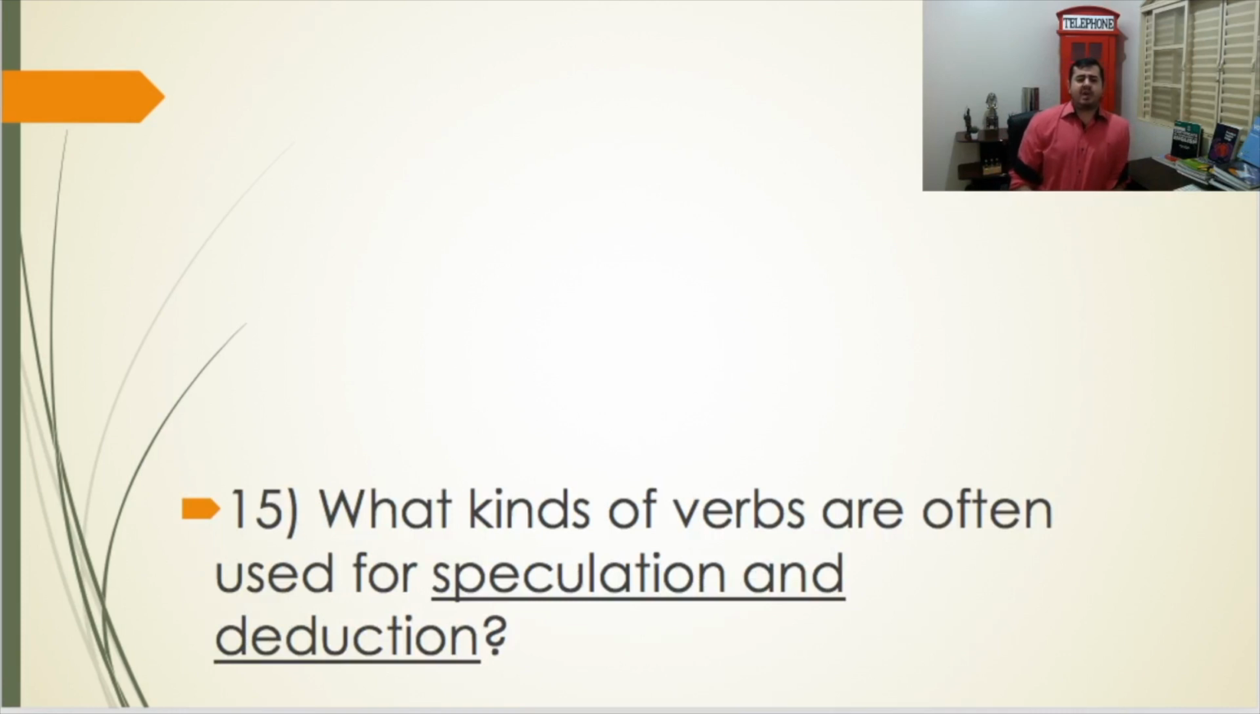What kinds of verbs are often used for speculation and deduction? Well, I can tell you it's mostly modal verbs and sometimes auxiliary verbs, okay? When you want to speculate something, it means we're not sure of something. We're just deducting, we're imagining, we're wondering, but we're not 100% sure. We use modal verbs. For example, I must have left my keys at home because they're not here with me and I'm not sure where I left them. But I must have left them at home.